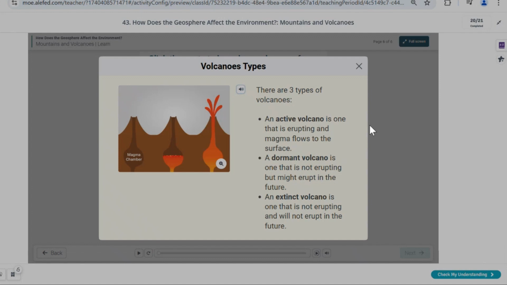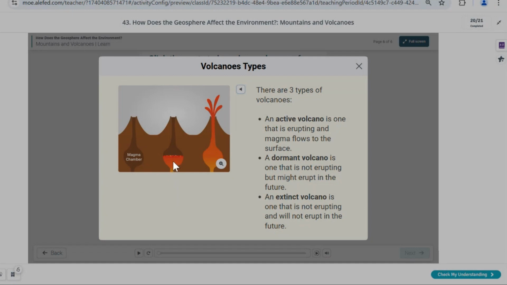An extinct volcano is one that is not erupting and will not erupt in the future. So you have three types. This one is the active one. It is making lava come out, exploding. And you see it sometimes on TV. So this one is active.